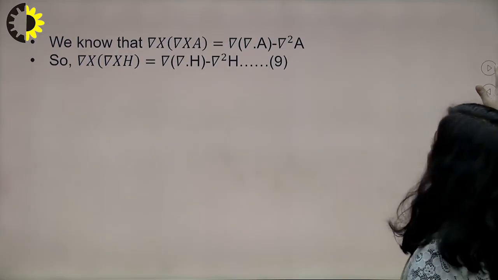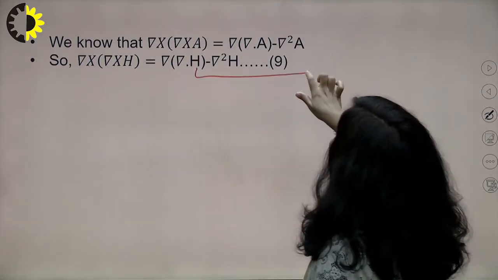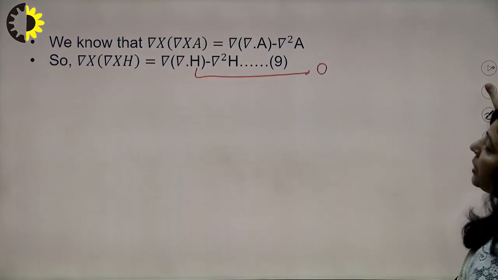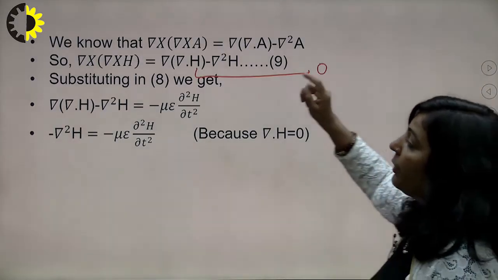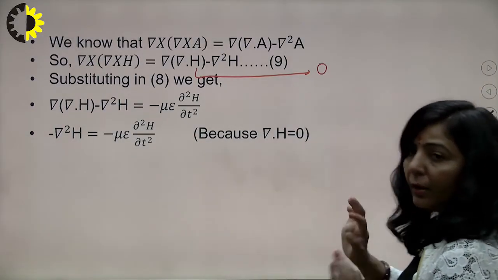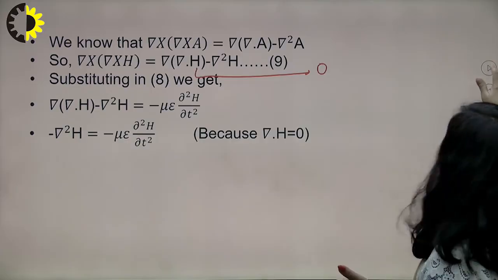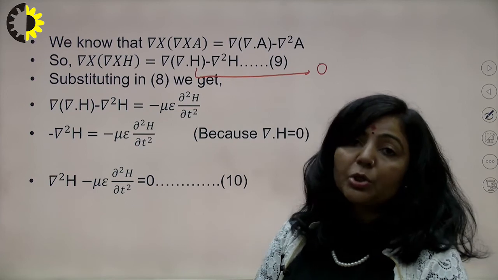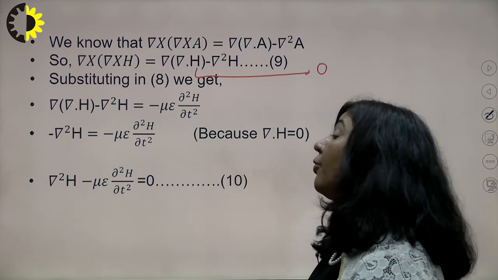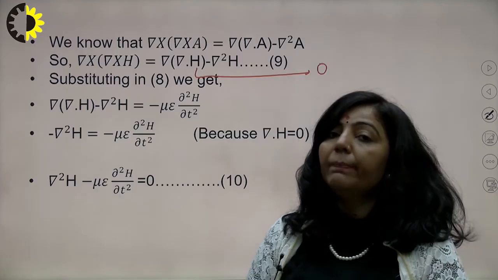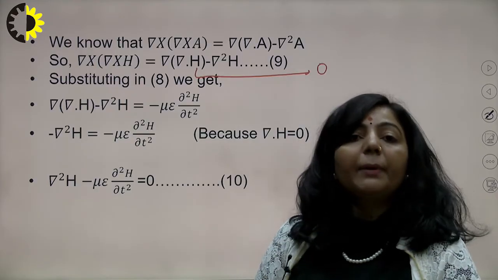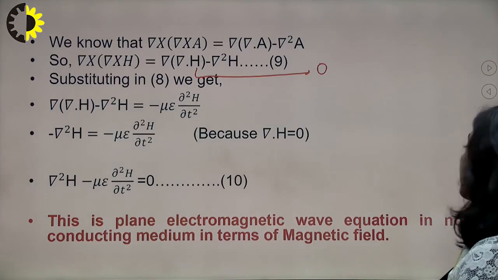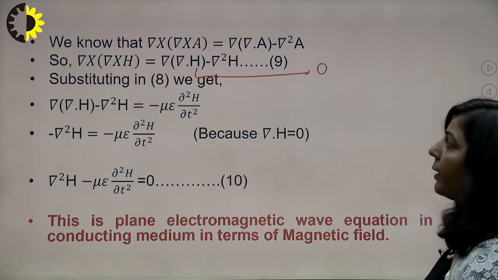So curl of curl of H is equal to this, and irrespective of medium, divergence of H is always 0. If that is 0, then the first term will give you 0. After simplifying, you get this, and you rearrange it to get the simplified form. So you get equation number 10. Again, it is a second order partial differential equation, for a dielectric or non-conducting medium having permeability mu and permittivity epsilon. So this is your plane electromagnetic wave equation in non-conducting medium in terms of magnetic field, right?